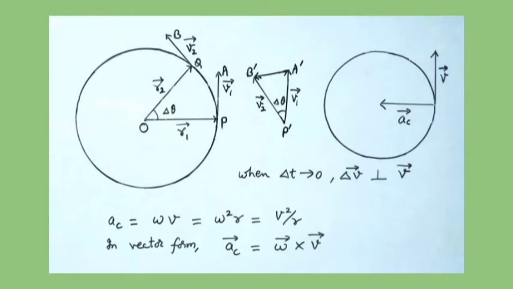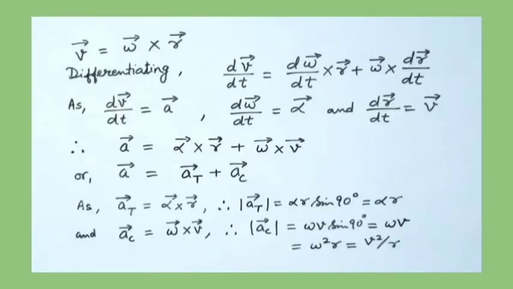In vector form, centripetal acceleration ac is equal to omega cross v. That is, the centripetal acceleration is the vector product of the angular velocity and linear velocity, and the three vectors are perpendicular to each other. We have already seen v is equal to omega cross r.